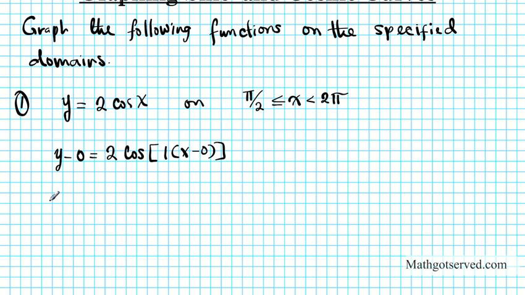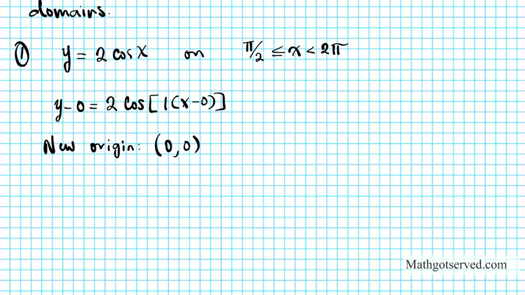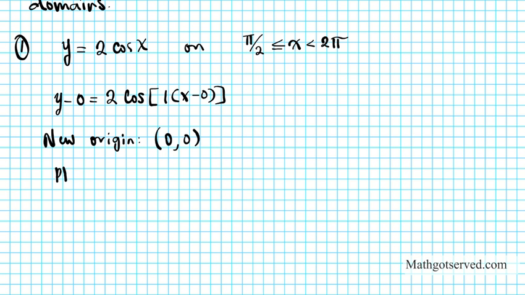All right? Now this tells me that my new origin is going to be 0, comma 0. And that means that the phase shift is the x-coordinate of your new origin. There's no phase shift since this is just 0. And then the vertical shift is the y-coordinate of your new origin. The vertical shift is none also because there's no movement in that direction.